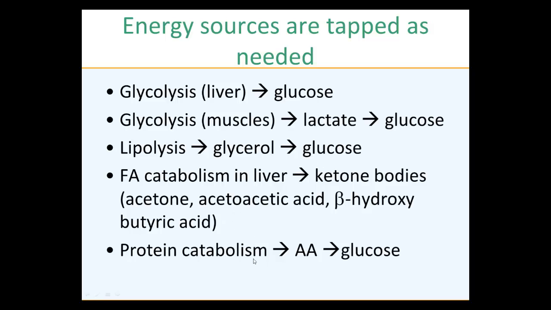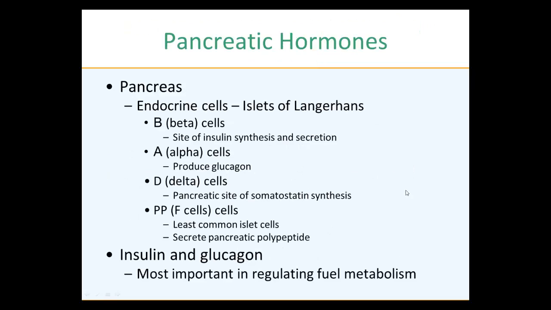Protein breaking up, if you need the energy, then you are releasing amino acids, and that can be utilized as glucose in a process of deamination, or you can just burn them straight in your Krebs cycle or citric acid cycle. Okay, so now to the pancreatic hormones.